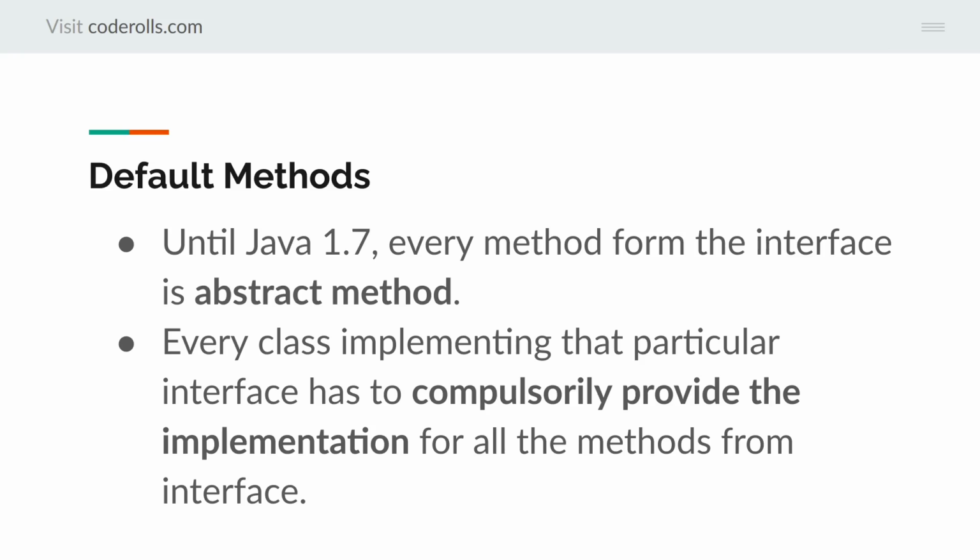Till Java 7, every single method in the interface is a public abstract method. That means we can only declare methods in the interface. We cannot provide their definition in the interface. And every single class implementing that particular interface has to compulsorily provide the implementation for all the methods from that interface. Let's understand these 2 points in the Eclipse.